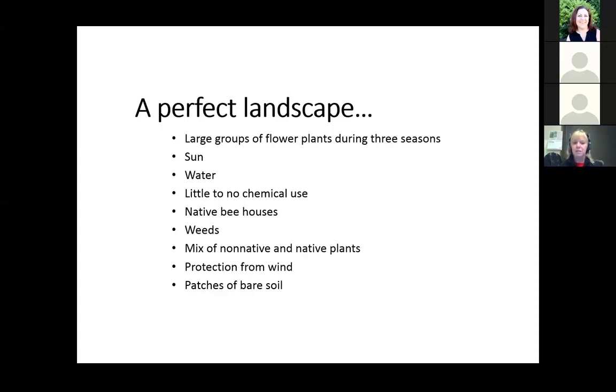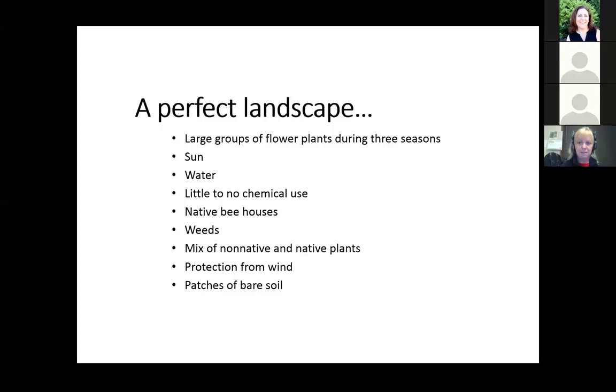Native bee houses are a nice way to encourage native pollinators to inhabit your landscape and offer them nesting space that they may or may not have. We'll talk about nesting habitat a little bit more in a couple slides.